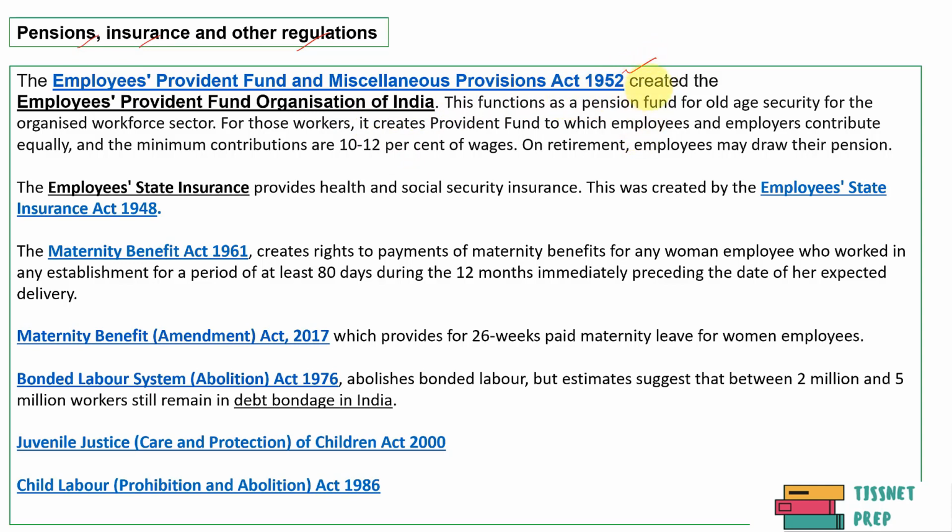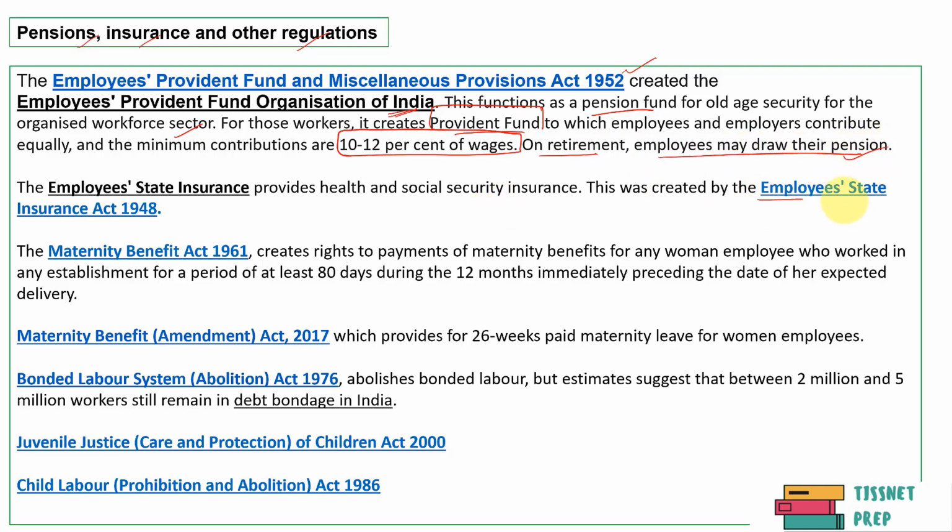What it does, it created EPFO, the organization which regulates EPFs. This functions as a pension fund for old age security for the organized workforce sector. For those workers, it creates the provident fund, that is the PF we call, to which employees and employers contribute equally, and the minimum contribution is 10 to 12% of the wages. So the employee will contribute 10 to 12% and the employer will also contribute 10 to 12% for the PF. On retirement, the employees may draw their pension.